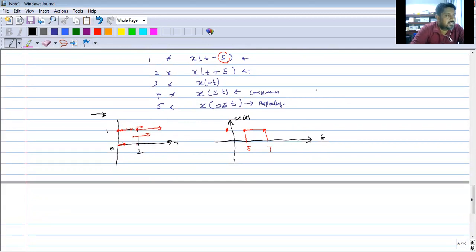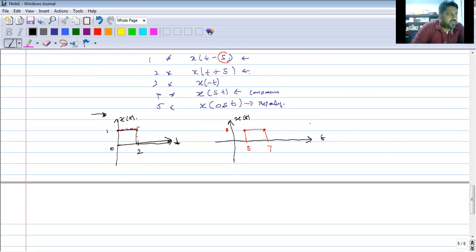So now this is the x(t) signal. I will delete this. So this is our original signal, t on the axis and this is x(t). It is 0 to 2. This is a square pulse.